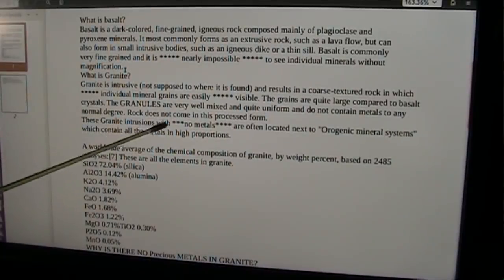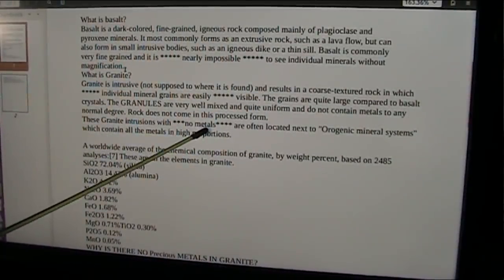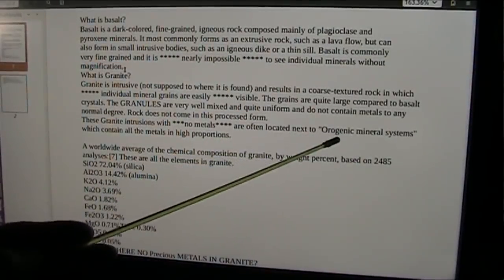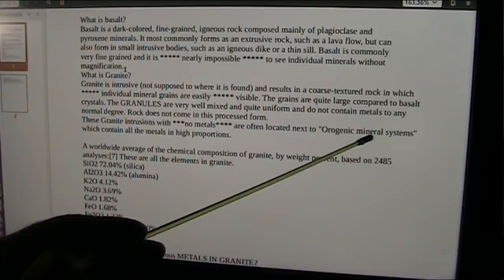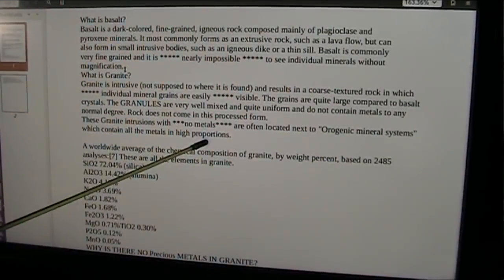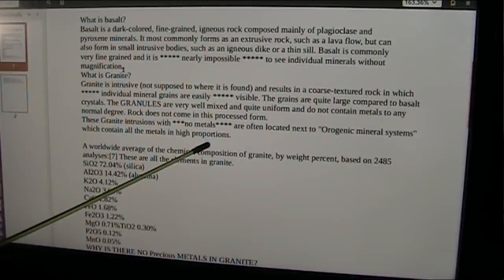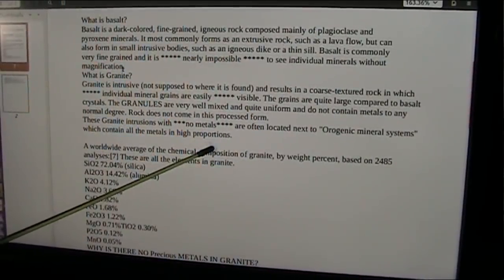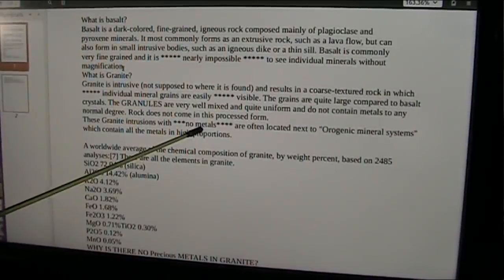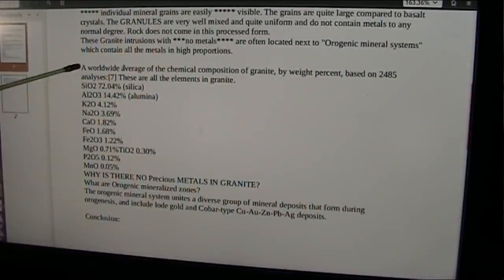These granite intrusions with no metals, listen to this, are often located next to orogenic mineral systems. What does that mean? They contain all the metals in high proportions. Those will be the organs of these giant creatures, which they extracted and took the metals out, and we get the leftovers.